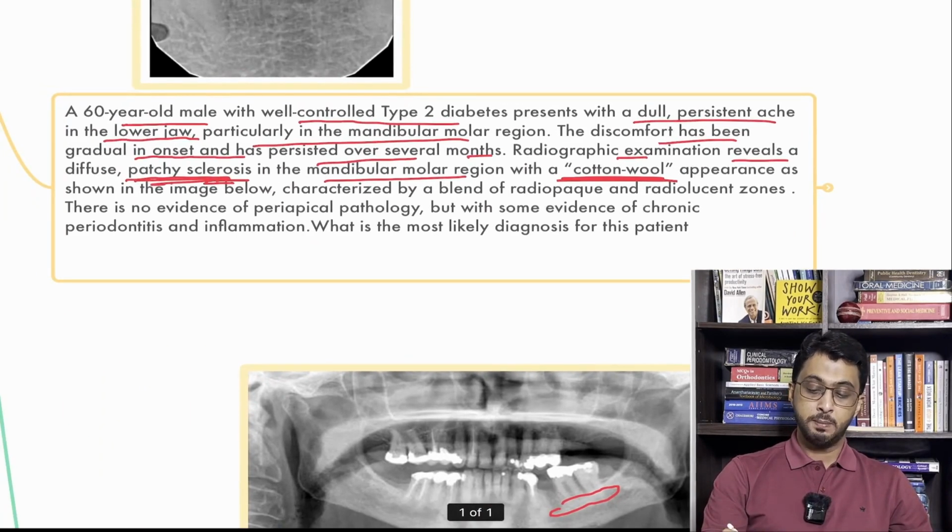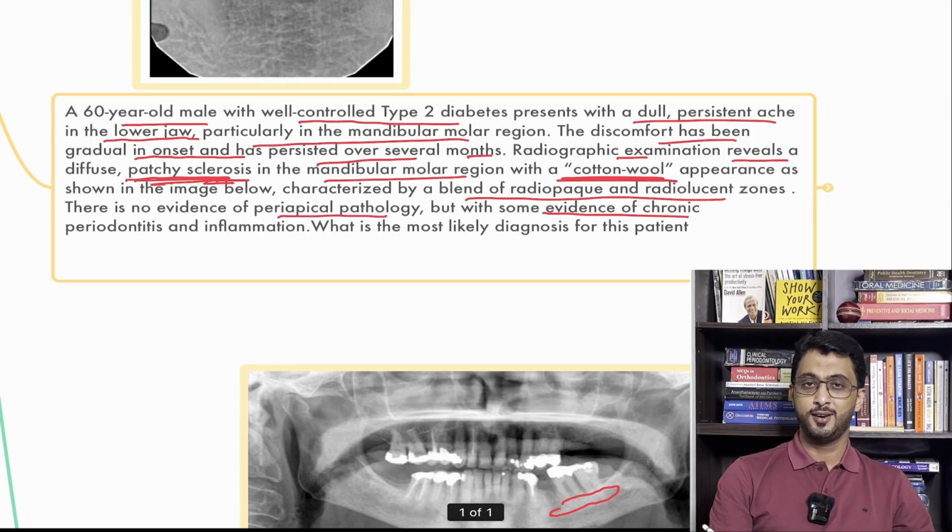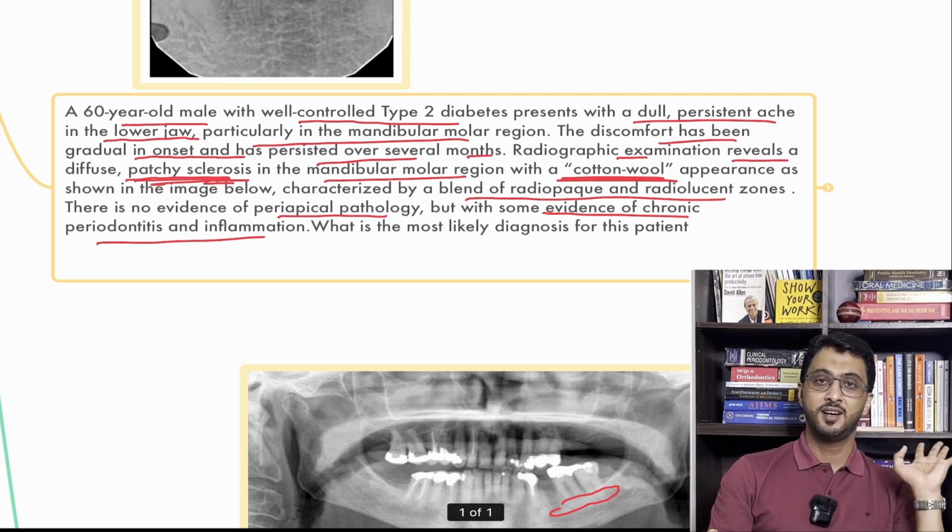Characterized by a blend of radiopaque, radiolucent lesions. Again, it's not very evident unless you know the lesions there. But the key there is cotton wool appearance. No evidence of periapical pathology. But yes, if you're a very enthusiastic learner, I'll be teaching you to differentiate between that. Evidence of chronic periodontitis. No caries, but there is periodontitis. Basically they are talking about a type of osteomyelitis here. Focal and diffuse sclerosing, a type of sclerosing osteomyelitis. Focal, please understand, is based on a carious lesion. Diffuse is based on a periodontal lesion.